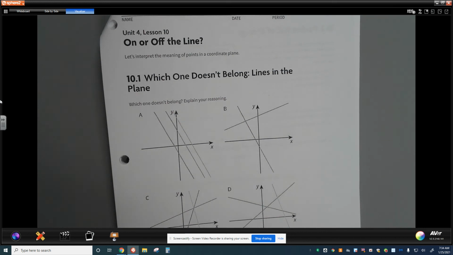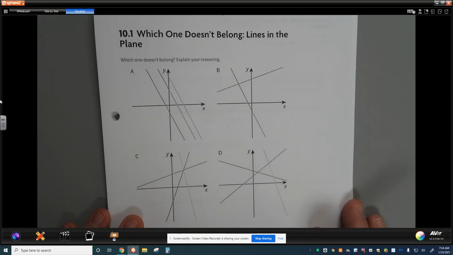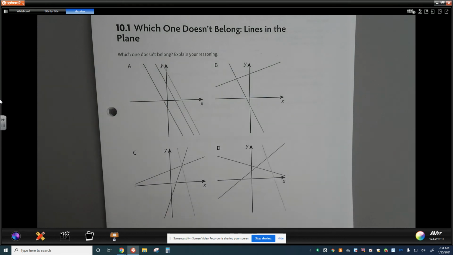This is Unit 4, Lesson 10, On or Off the Line. Let's interpret the meaning of points in a coordinate plane. So the first thing we look at, which one doesn't belong? Lines in the plane. Please take a minute, pause the video, make a decision, and then let's listen to the discussion.